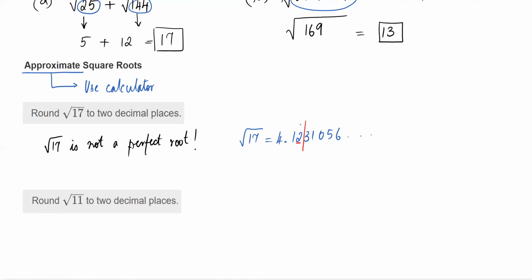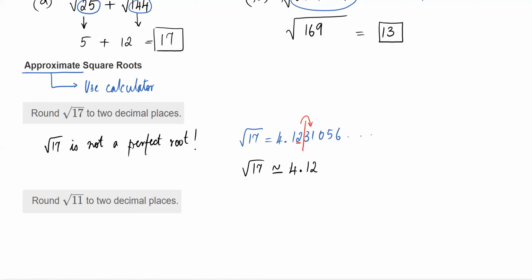So I stop at the second decimal place and look at the number to the right. That number is below 5. So square root of 17 is approximately, look at that symbol there, right? It's not exactly equal, it's approximately, because we rounded it, it's approximately equal to 4.12. And so the answer is 4.12.